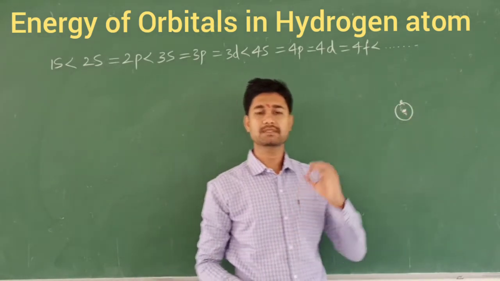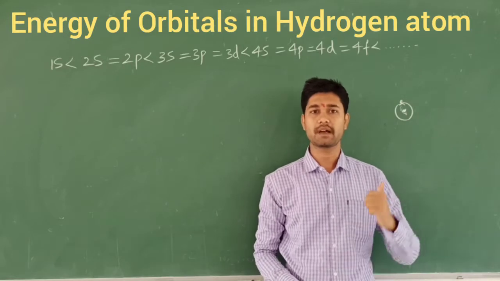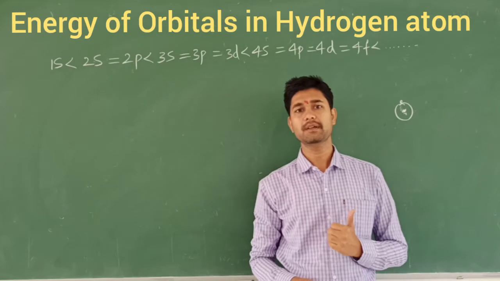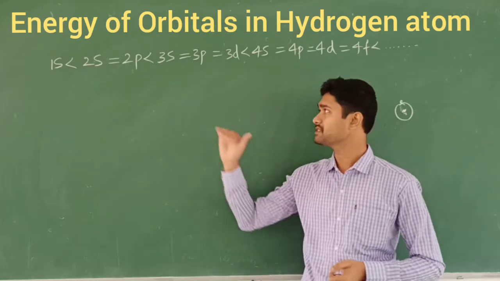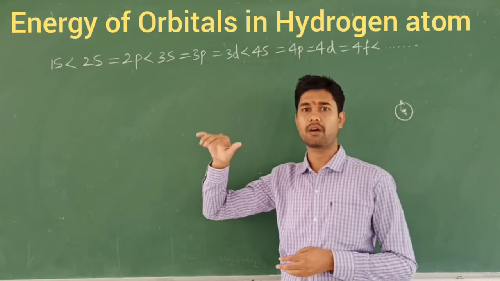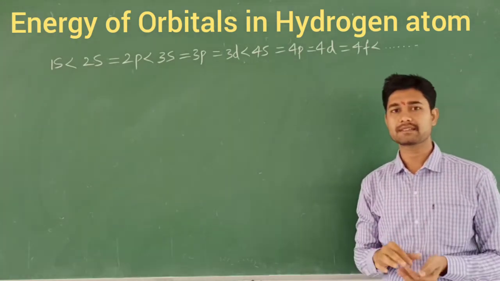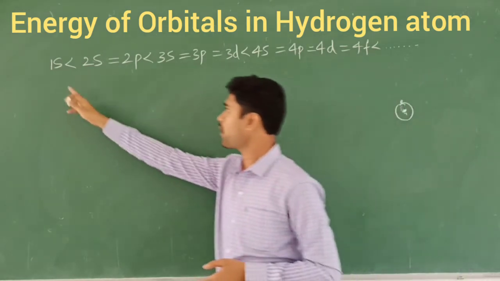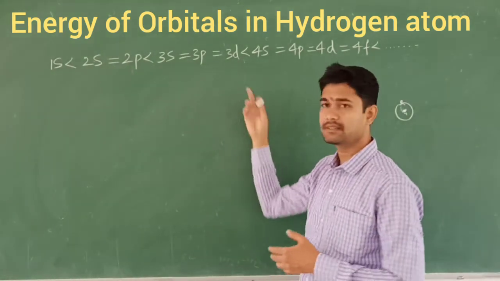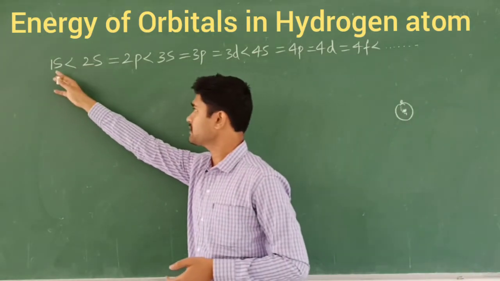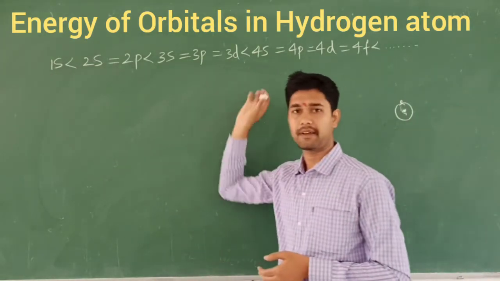And you know, the energy of the orbitals in hydrogen is mainly dependent upon the principal quantum number. The energy of the orbitals increases as the principal quantum number increases. So let us take here 1, 2, 3. These numbers are nothing but the principal quantum numbers. And these are the subshells: s, p, d, f.